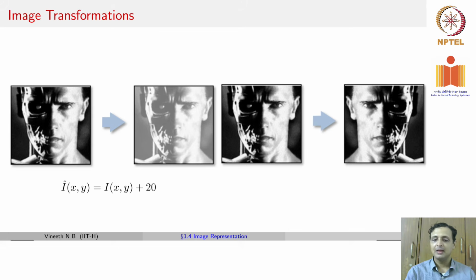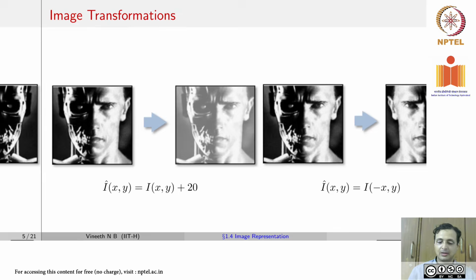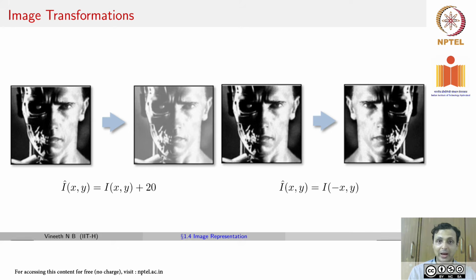One more example. Let's say on the left you have a source image, on the right you have a target image. What do you think is the transformation? The transformation is I hat of xy would be I of minus x comma y. The image is reflected around the vertical axis. The y-axis is fixed and then you flip the x-axis values.